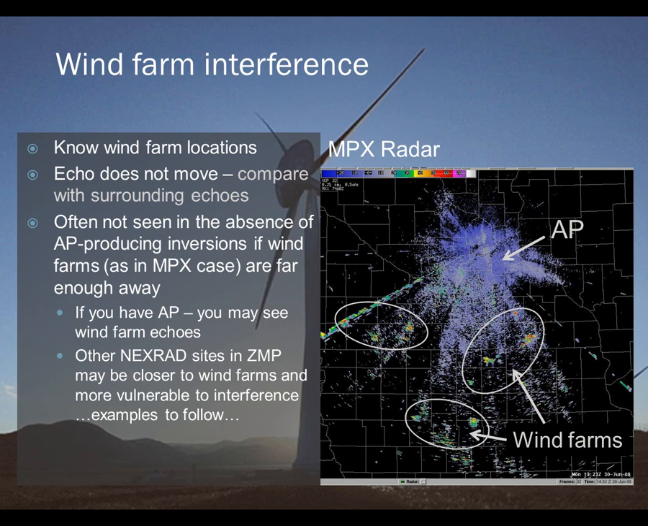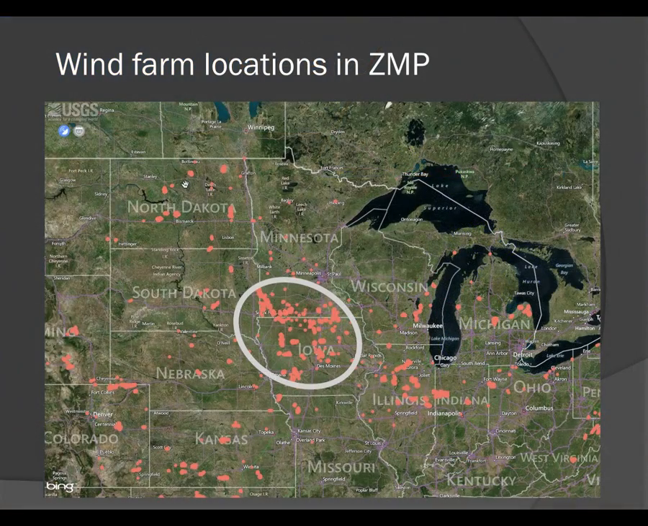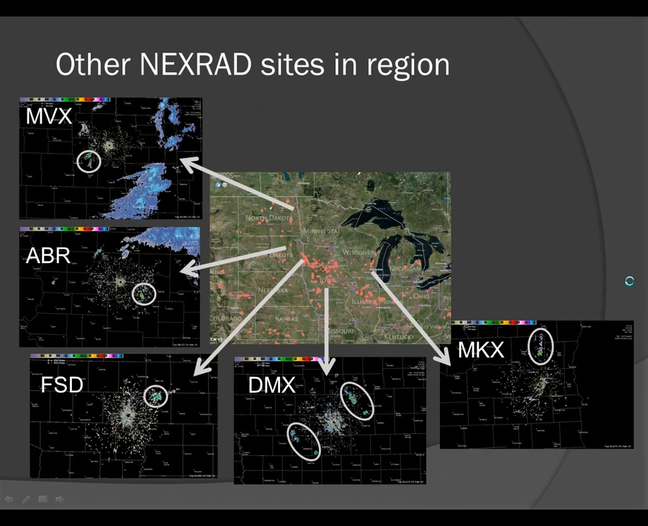Other NEXRAD sites in the Minneapolis area may actually be closer to wind farms than Minneapolis radar and more vulnerable to interference. And here are some examples. You can see this is a map of the wind farm locations within our area. There's a heavy concentration of wind farms to our south over southern Minnesota and Iowa, but you do have a number of wind farms in other places around the ZMP that are close to weather radar. So these are some typical radar signatures produced by the wind farms in each of these areas.